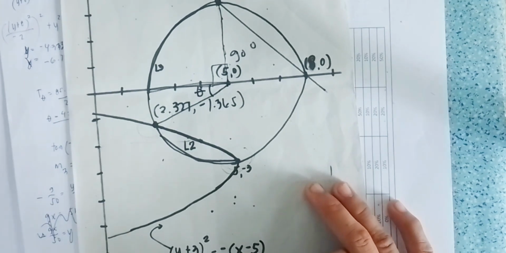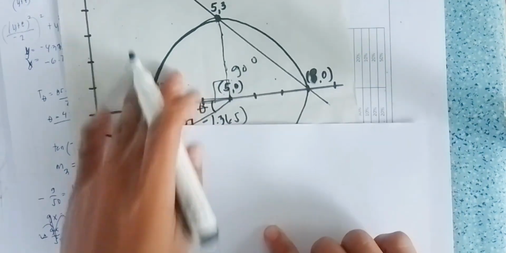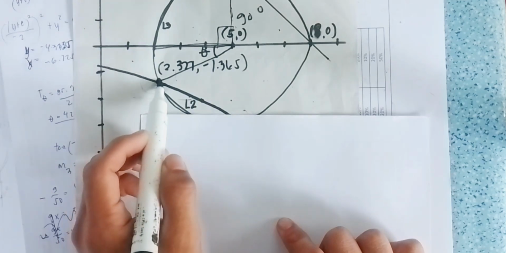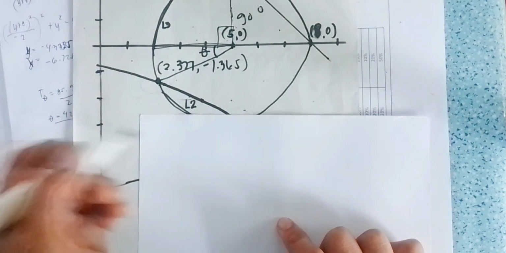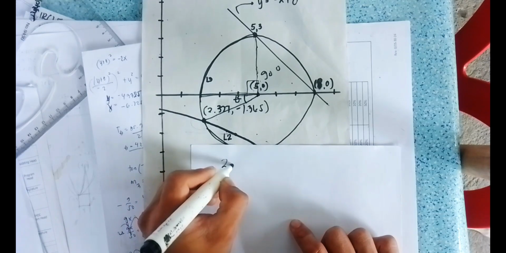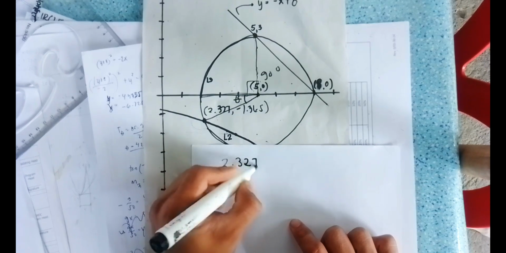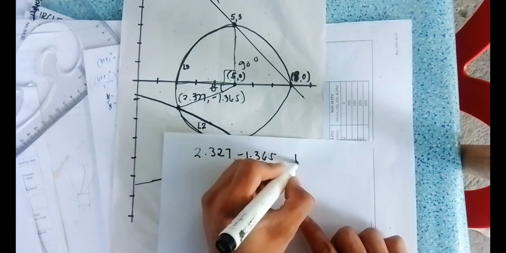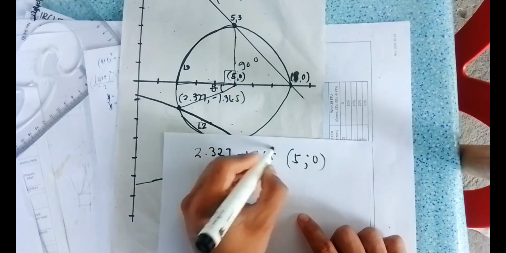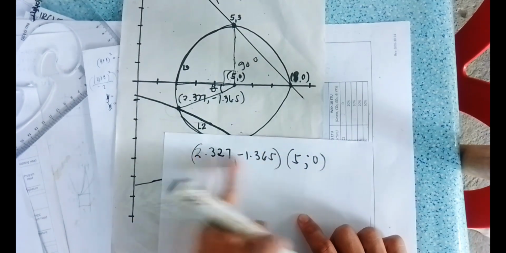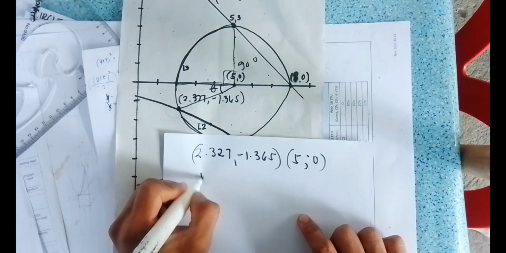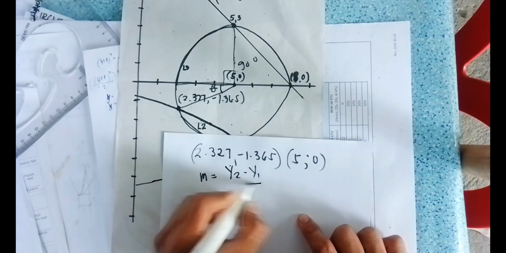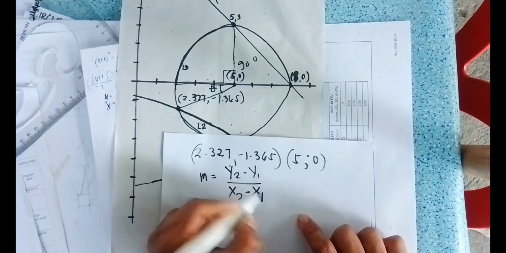So what we're going to do is find the slope of the line from this point up to the center. So what I mean is from the point 2.327 and negative 1.365 up to 5, 0, we're going to solve for the slope. The formula for slope is y2 minus y1 all over x2 minus x1.